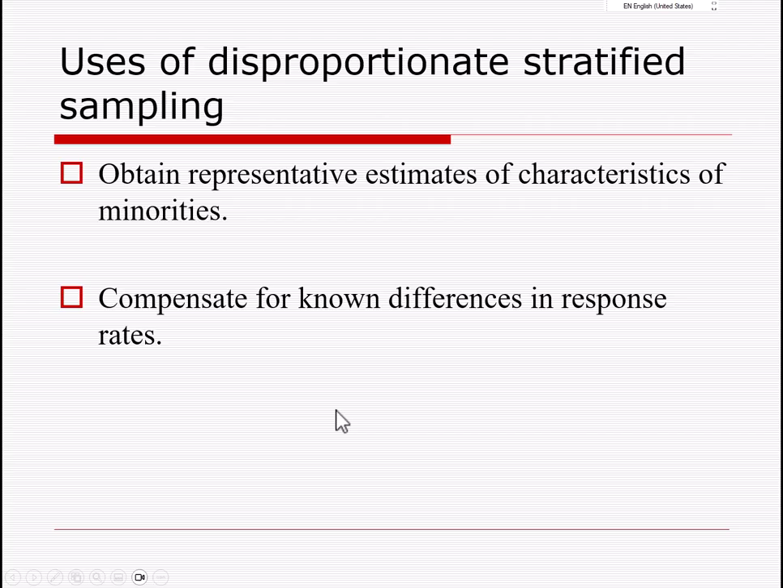So for disproportionate stratified sampling, you over-represent certain groups, obtain representative estimates of characteristics of minorities, but you have to compensate. It also can be used to compensate for known differences in response rate.